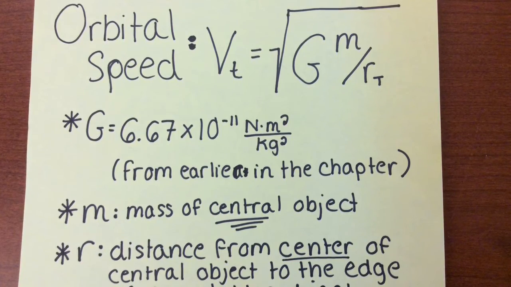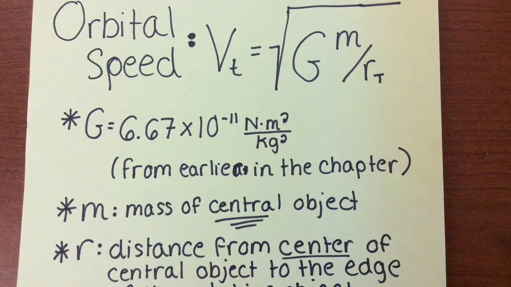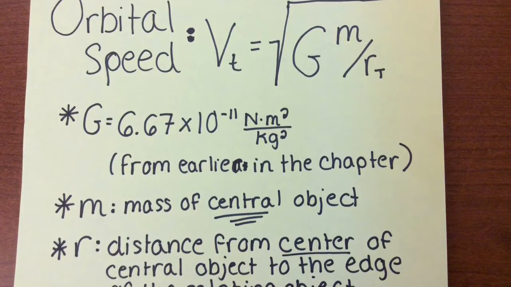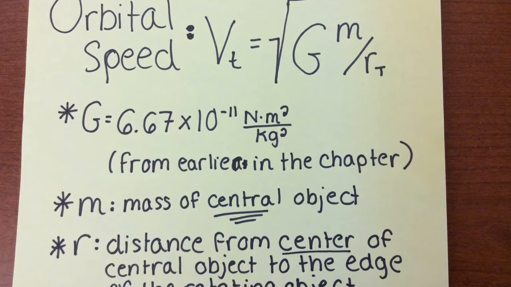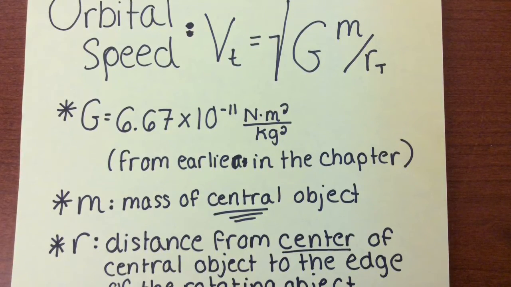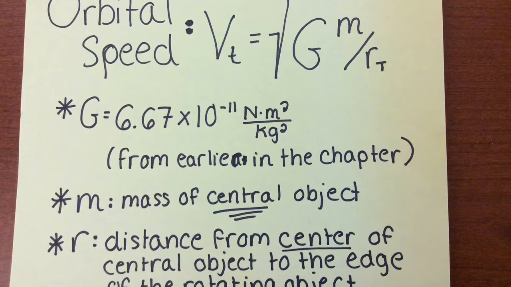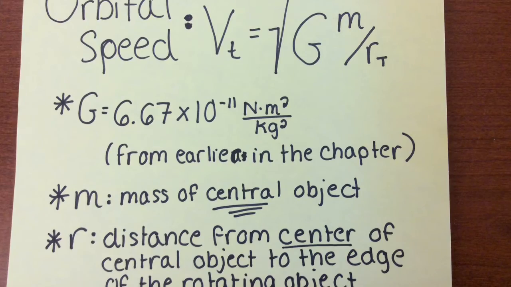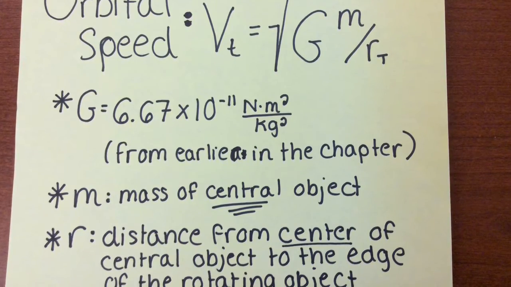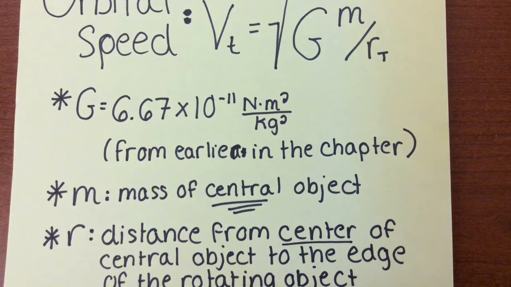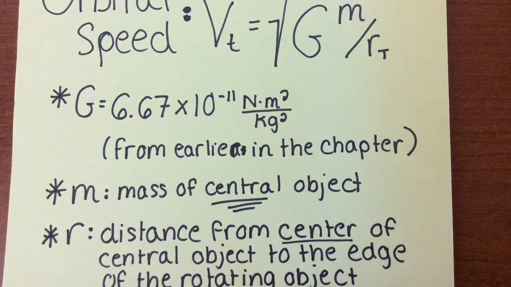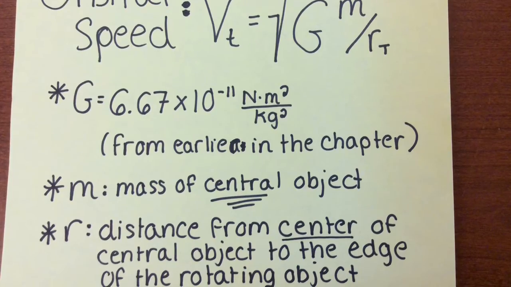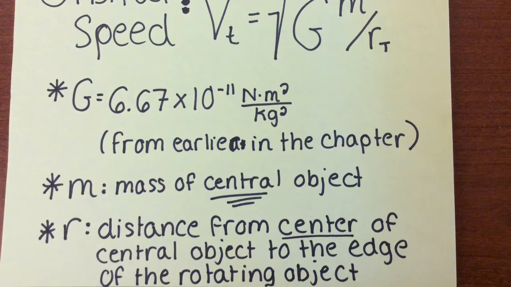Orbital speed is how fast or how slow an object orbits around a central object. Now, the mass that we're using here is the mass of the central object. It's not the mass of the orbiting object. And your r that you are going to use is literally the distance from the center of your central object out to the edge of your orbiting object. I'll show this in a diagram later.